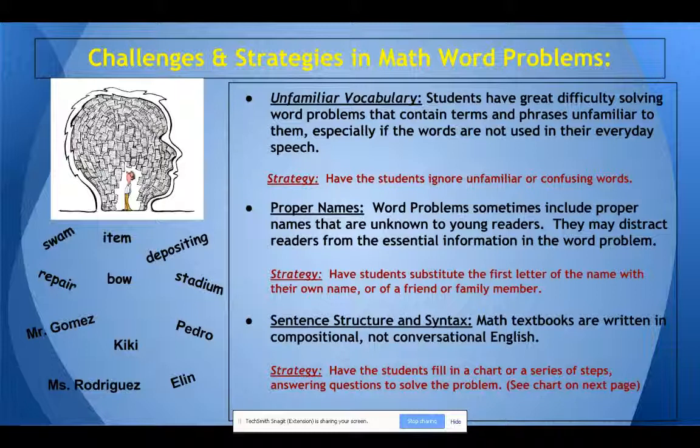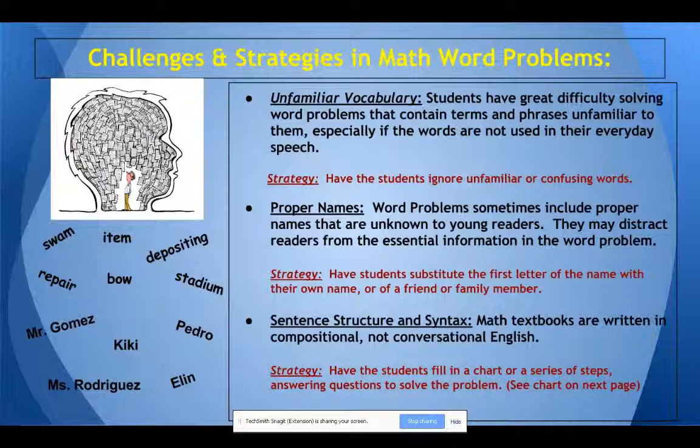Also, what can be confusing to students are some names. Names like Mr. Gomez or Ms. Rodriguez that they've never heard before, that are not in their normal everyday vocabulary, can distract them from what is really important in the word problem. A strategy could be to have the students substitute the first letter in the name with their own name or someone that they're familiar with.